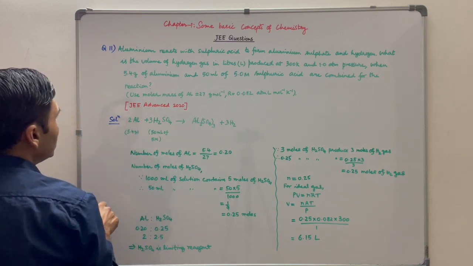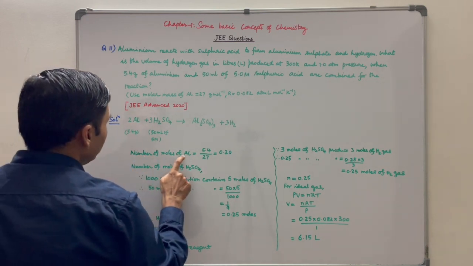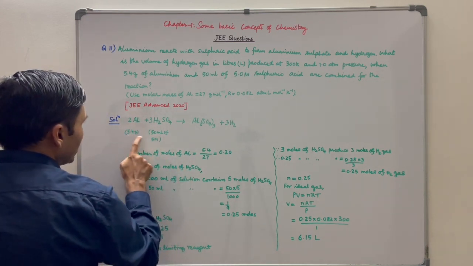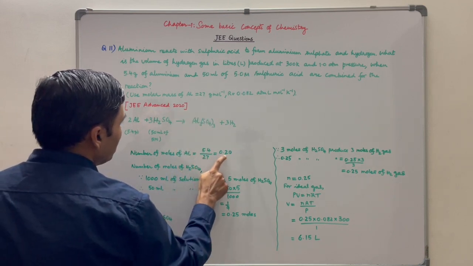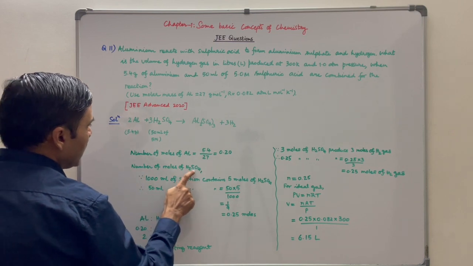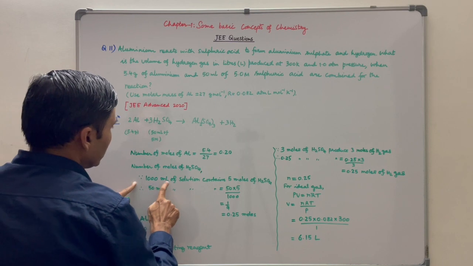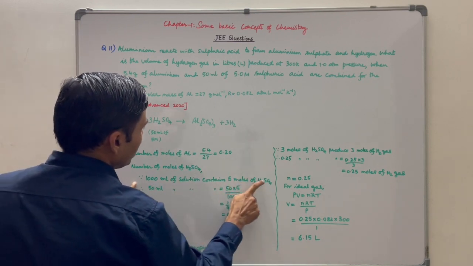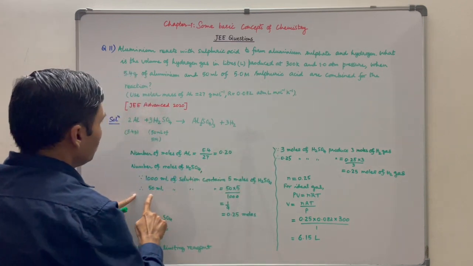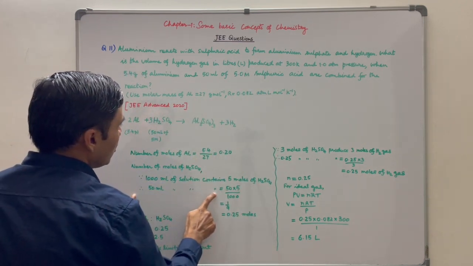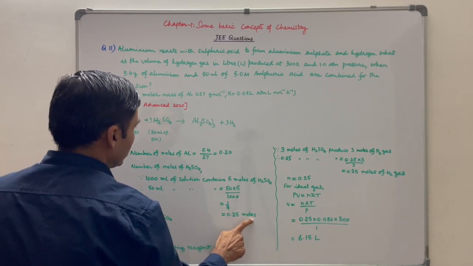Let us find out the number of moles of aluminium and H2SO4 first. So number of moles of aluminium will be 5.4 gram upon molar mass of aluminium, that is 27. So it will be 0.2. Number of moles of H2SO4 can be calculated as, it is given that 1000 ml of solution contains 5 moles of H2SO4. That is the meaning of 5 molar sulfuric acid. So 50 ml of solution contains how many moles of H2SO4? That comes out to be 0.25 moles of H2SO4.